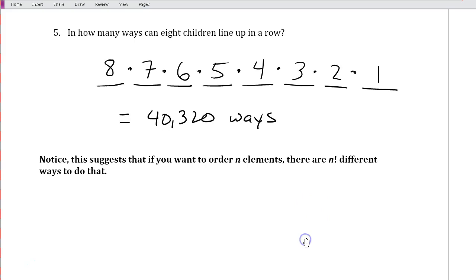Notice this suggests that if you want to order n elements, there are n factorial different ways to do that. So 8 times 7 all the way down to 1 is actually 8 factorial, which we can use if we are ordering n elements.